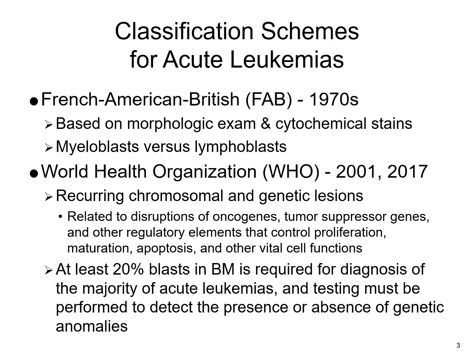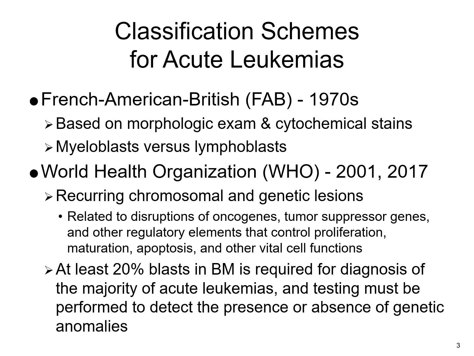Now, we have discussed a little bit about the classification schemes in previous lectures, which include the French, American, British, FAB classifications. This was developed in the 1970s, and it's based off a morphological examination and the cytochemical stains, and it's going to differentiate the myeloblasts from the lymphoblasts. These classification schemes aren't referred to much anymore. However, you may still hear the terminology thrown out there a little bit. Most places are going to use the WHO scheme for classification of the leukemias now.